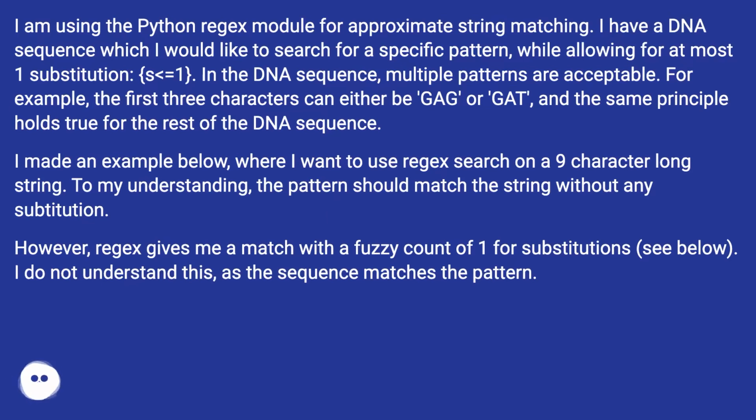I made an example below, where I want to use regex search on a 9-character long string. To my understanding, the pattern should match the string without any substitution. However, regex gives me a match with a fuzzy count of 1 for substitutions, see below. I do not understand this, as the sequence matches the pattern.